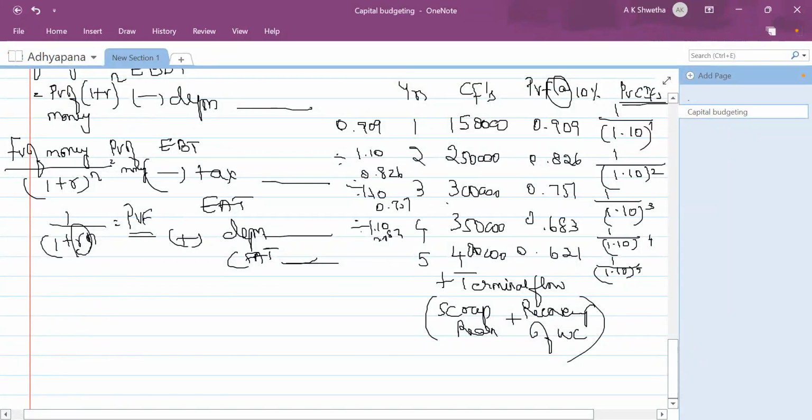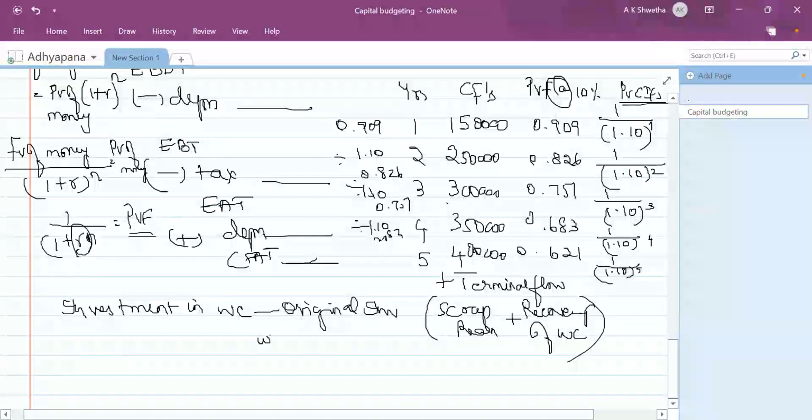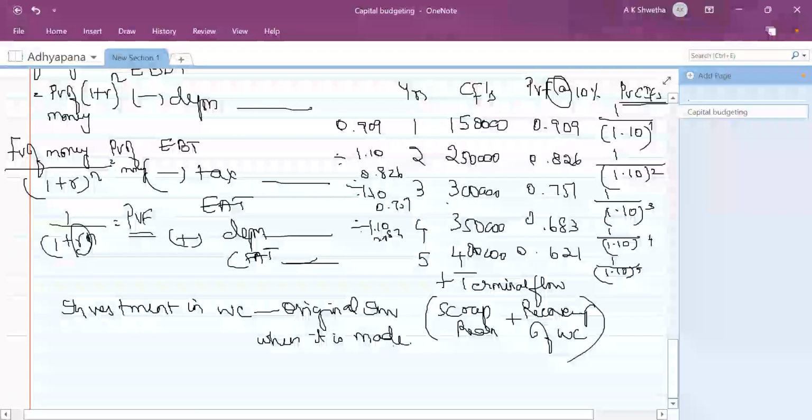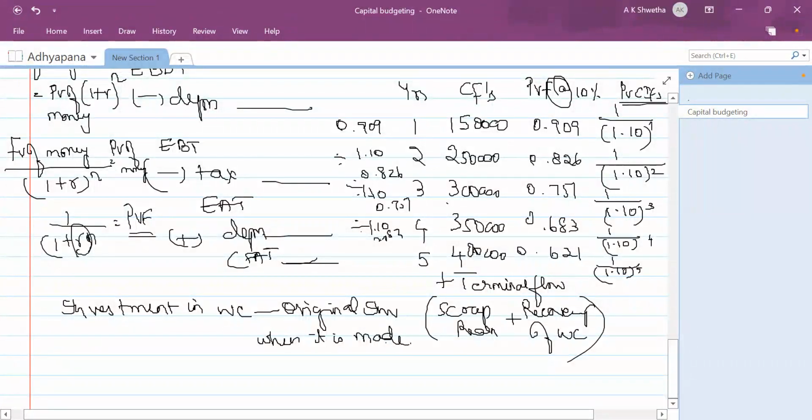So the investment in working capital will be added to the original investment when it is made. I am not mentioning it as investment in year 0. Not necessary that all the amount of investment should be made in one shot at the beginning of the project. Investment can be made multiple times during the life of the project, right? That is why I say investment in working capital is added to original investment when it is made.